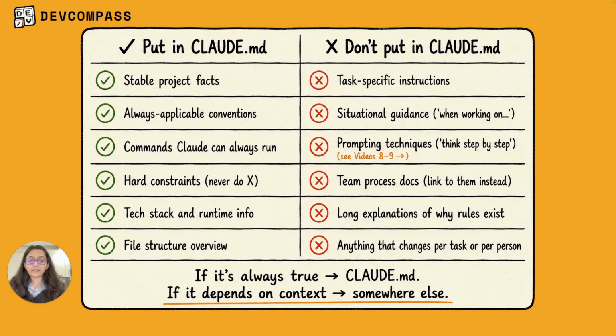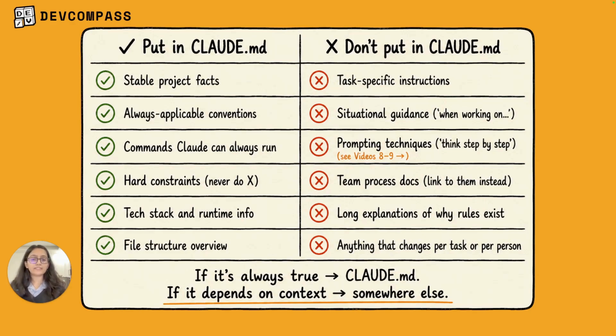But prompting techniques don't belong in the markdown file. "Think step by step before editing" is a prompting technique. It belongs in a specific system prompt. We'll cover prompt engineering in later videos, but that is later in the stage. Fourth, hard constraints belong in the markdown file. For example, "never modify migration files directly" is a hard rule. Whereas team process docs do not apply, like your full deployment runbook, which should live somewhere else. Put a link, not the whole document.